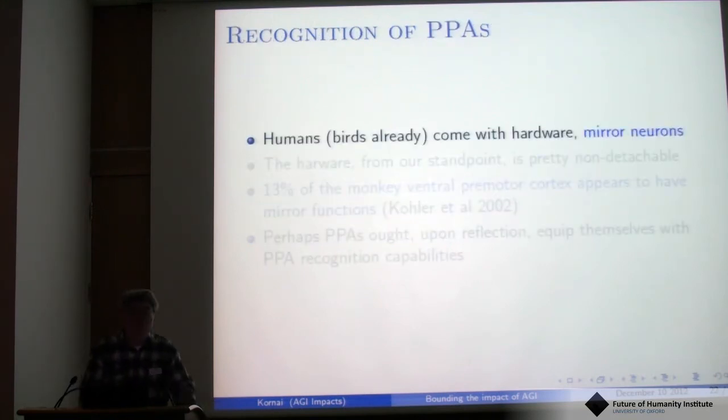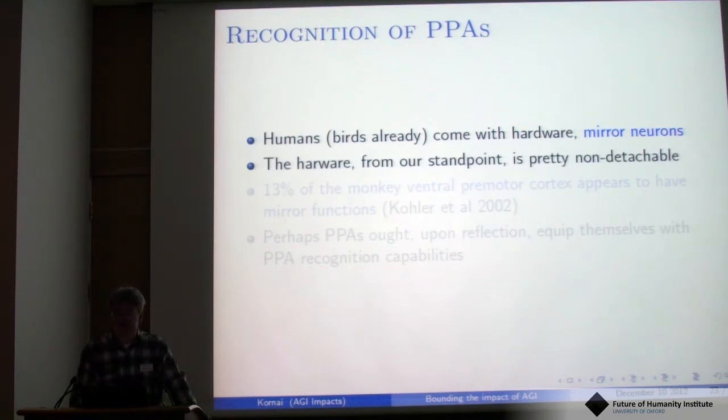So how do we recognize PPAs? Well, how do we recognize humans? Turns out we come with a piece of hardware called mirror neurons that do this. Actually, birds already have mirror neurons. So this has been around evolutionarily for a while now.